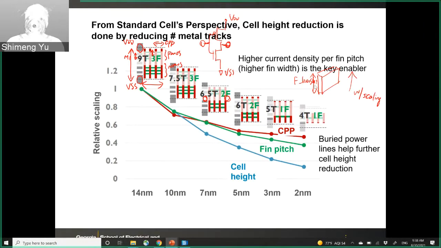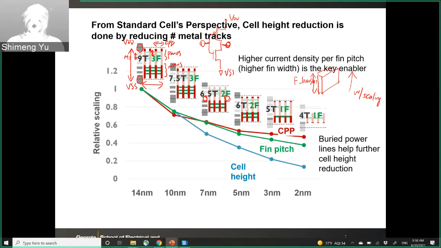So if you make the fin higher and higher, then you can use fewer fins to deliver the same amount of current. That means similar circuit speed. So you can save the number of fins, and that means you can reduce the number of tracks here. So the scaling is assisted by the depopulation of the fin or reduction of the metal track.